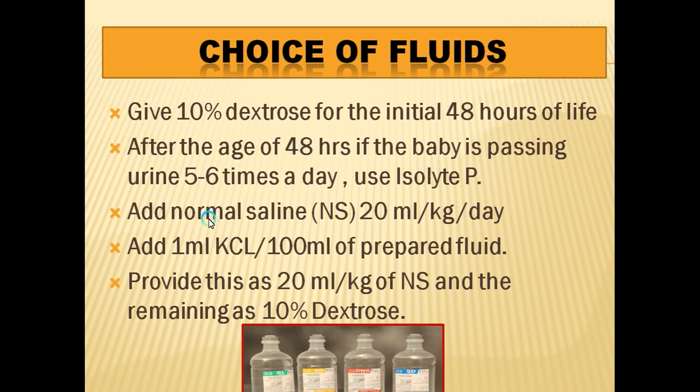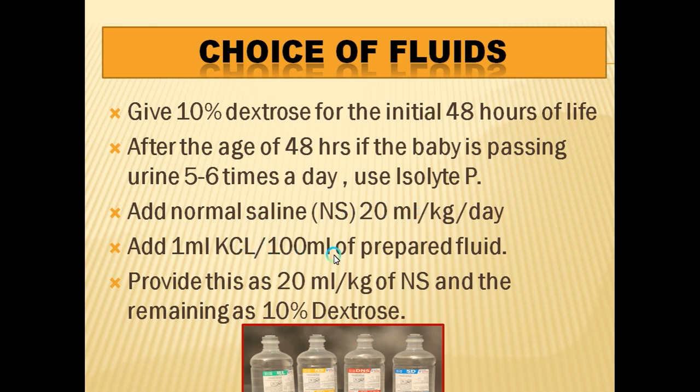Then what we do is we add normal saline. Normal saline is to be given at the rate of 20 ml per kg per day. So whatever is the kg weight of the baby, if it is in grams, convert into kg. We know that 1000 grams is 1 kg, okay. So depending on that formula, we have to convert the grams into kilogram and multiply it by 20. So that will give you the amount of normal saline which is to be given to the baby.